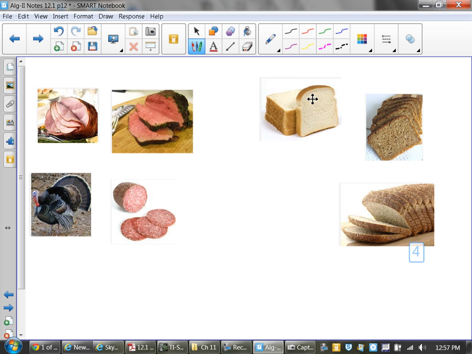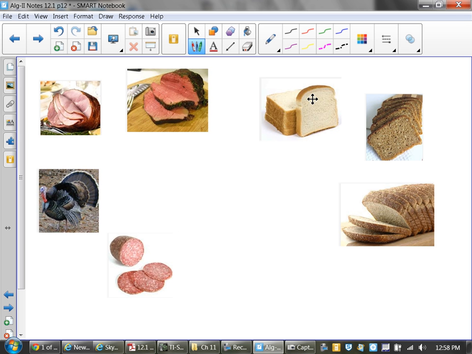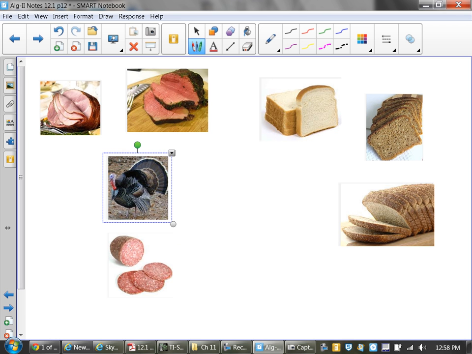Because I even had an idea of making diagrams. I had roast beef, ham, turkey, salami. Wait, so the turkey isn't cut up or anything? No, it's just a turkey.